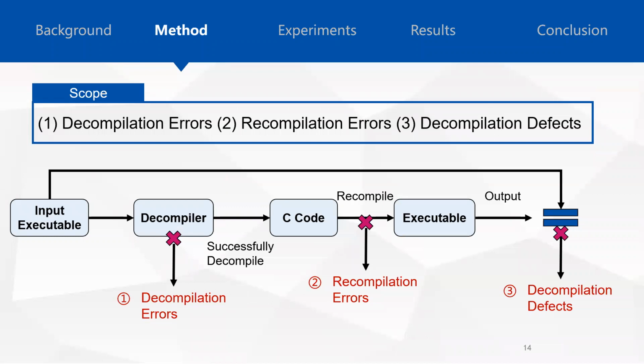In this study, we focus on three kinds of errors and defects. The decompilation errors are errors thrown by the decompiler when processing the input executable. The recompilation errors are yielded by the compiler when we try to recompile the decompiled code. And the decompilation defect means deviant results of the recompiled executable and the input executable.